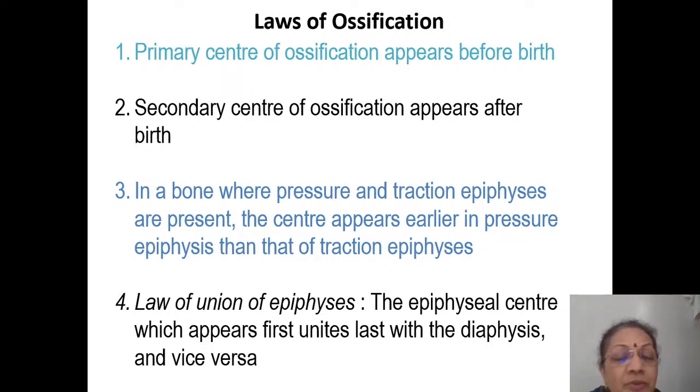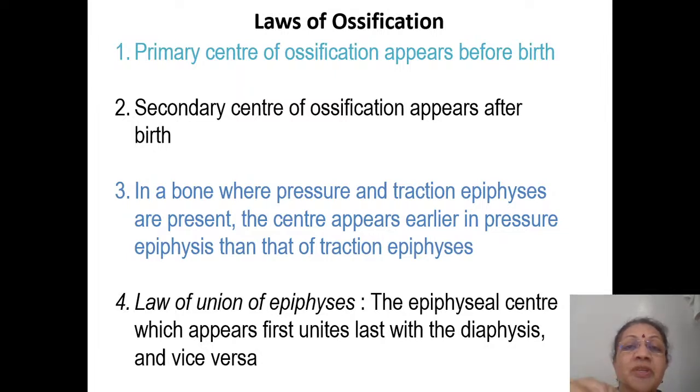The law of union of epiphysis is important. That epiphyseal center which appears first. Now, if you have a diaphyseal center, usually that's a primary center and it will be in the center of the shaft. The epiphyseal center, the proximal and distal, will appear later. They usually will be secondary in nature. That means they will usually appear after birth.